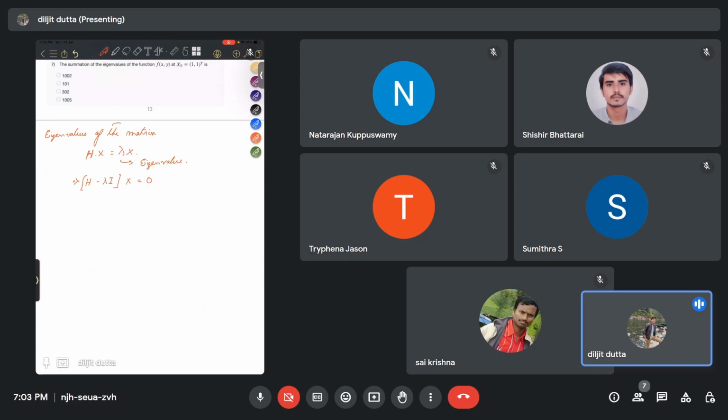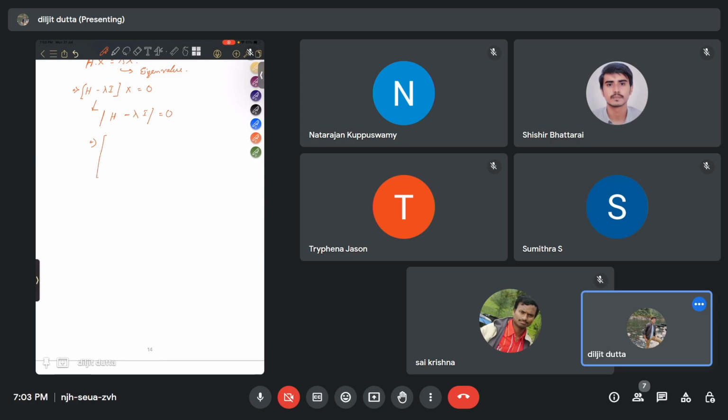Now, to satisfy this equation and get a solution, the determinant of h minus lambda I is equal to 0. So we will substitute the values here. H is equal to 802, minus 400, minus 400, 200, minus lambda times 1001.